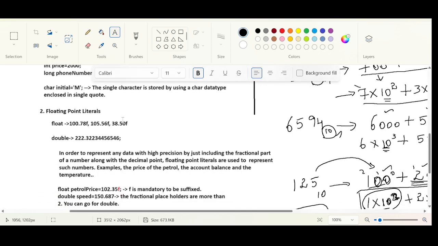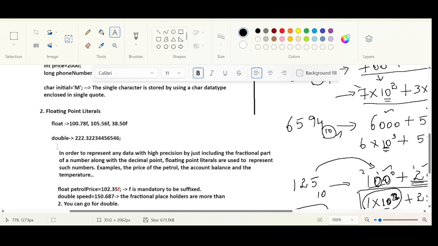The floating point literals talk about precision, exact value. For example, the petrol price should be represented with precision. We also include the fractional part. Let us say the price of petrol today is 103.52, 103 rupees 52 paise. You need to include the paise as well; you cannot ignore it. If you have such kind of data, you can go for floating point literals.